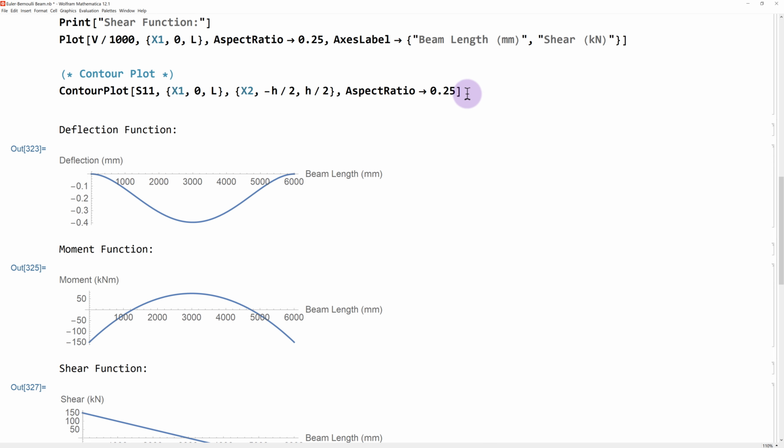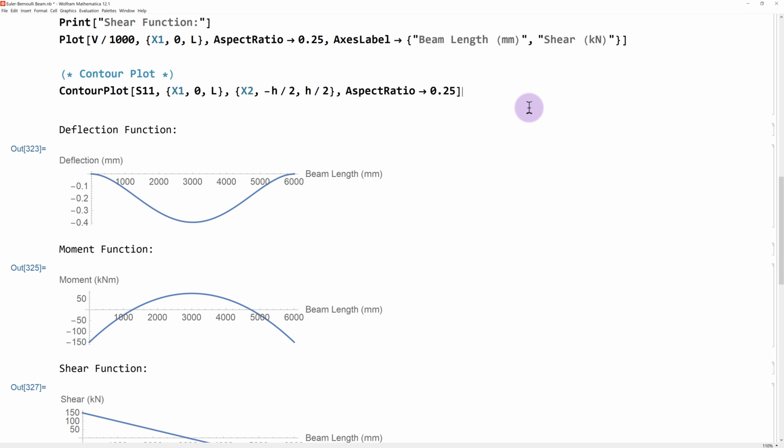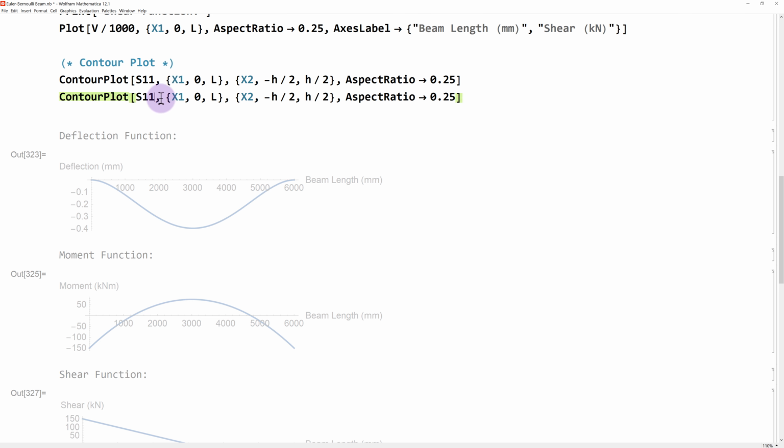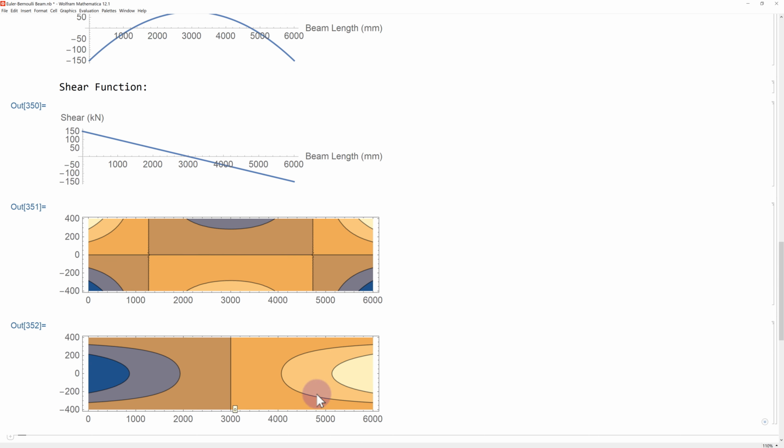All right, and what we can do is we can copy this. I'm just going to take it, copy it, put it down at the next line and say, well, instead of sigma 1,1, let's say I want sigma 1,2. So I just switch that. I'm going to press enter. I come down here. I now have my shear stress distribution.